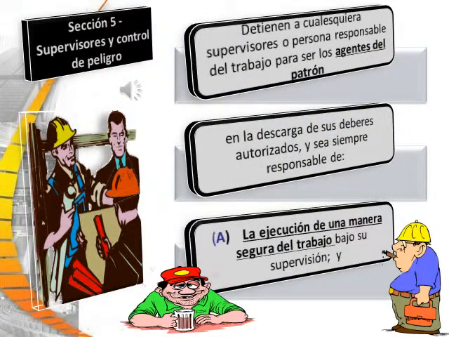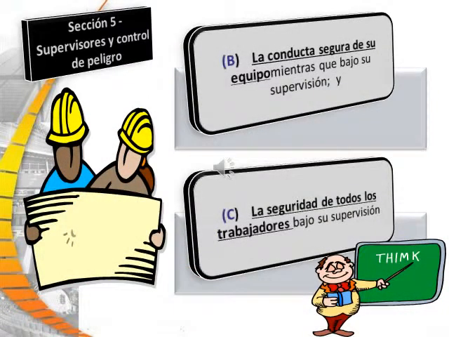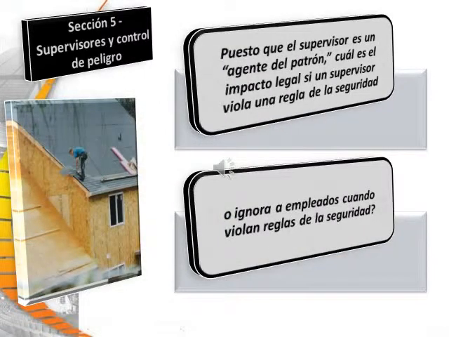OSHA states any supervisors or persons in charge of work are held to be agents of the employer in the discharge of their authorized duties and are at all times responsible for the execution in a safe manner of the work under their supervision. OSHA also states supervisors are responsible for the safe conduct of their crew while under their supervision and the safety of all workers under their supervision. Since the supervisor is an agent of the employer, what is the legal impact if a supervisor violates a safety rule or ignores employees when they violate safety rules?